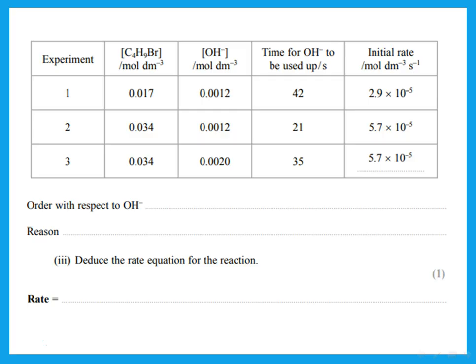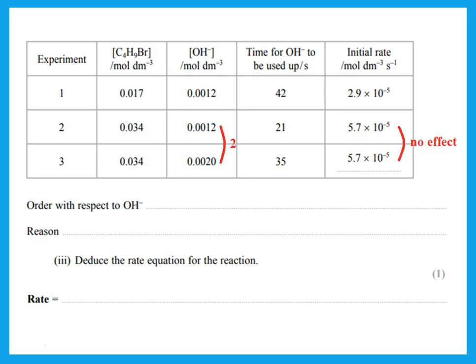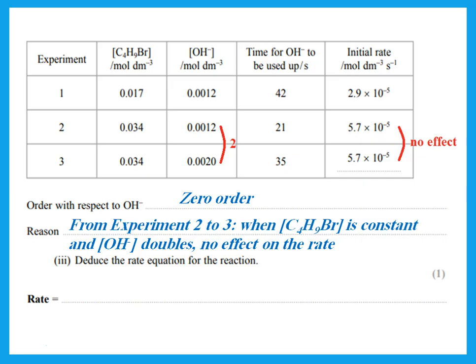Then we want the order with respect to OH minus. Okay, so we need two experiments again in which the OH minus is changing, but the other one is constant. So we're looking at experiments 2 and 3. Now the C4H9Br is constant. Now the hydroxide, what happened to it? It doubled. Now what happened to the rate? There is actually no effect on the rate, so we say it is zero order. From experiments 2 and 3, the concentration of C4H9Br is constant, the hydroxide doubles, there is no effect on the rate.